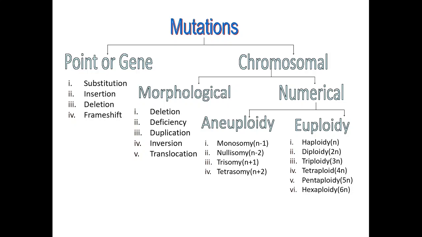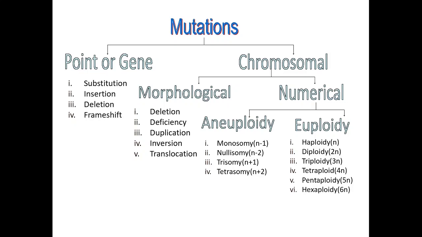The chromosomal mutations are further of two types. The first one is morphological and the other is numerical. The morphological chromosomal mutations are those where the structure of the chromosome alters. They are of the following types: deletion, deficiency, duplication, inversion, and translocation. Whereas the numerical chromosomal mutations are those where the chromosome number changes. They are of two further types. The first is aneuploidy.